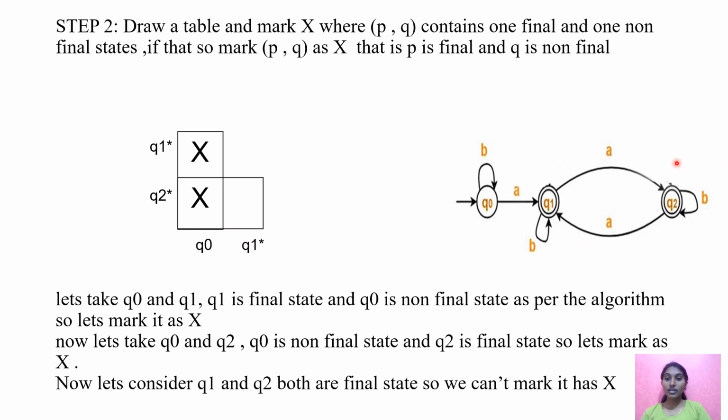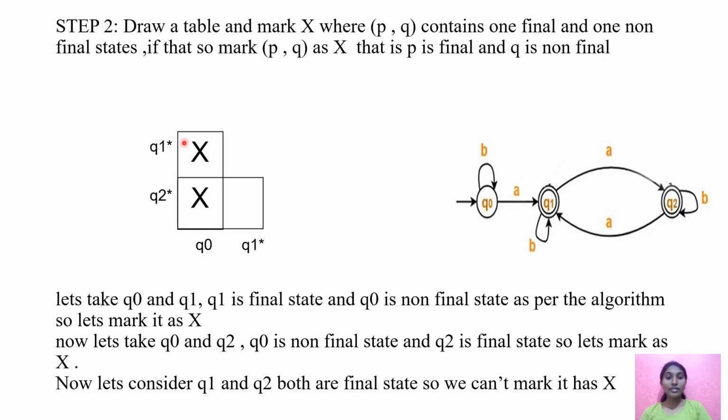Now let's see this in the example problem. Here Q1 and Q2 are both final states, which are marked with a star. In the diagram, final states are represented as double circles. Here Q1 and Q2 are both final states, so we mark them with a star in the table, and in the diagram we mark them with a double circle to represent them as final states. First, let's take Q1 and Q0. Here, Q1 is a final state and Q0 is a final state.